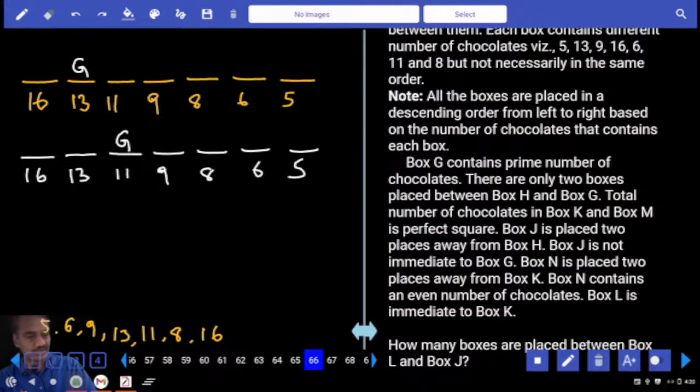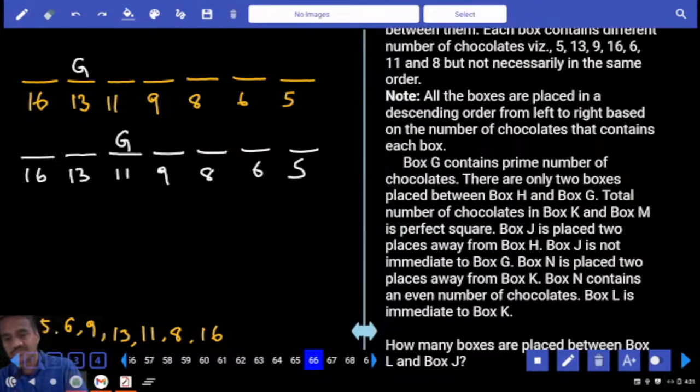Now, as of now, let us work out 2 possibilities. There are only 2 boxes between H and G. Now, between G and H, there are only 2. Total number of chocolates in K and M is a perfect square. Now, K plus M is what? Is a square. K plus M is a perfect square.